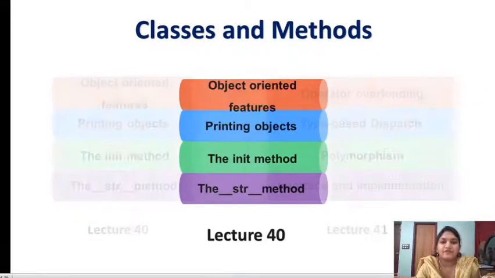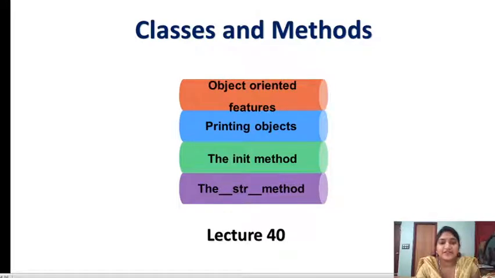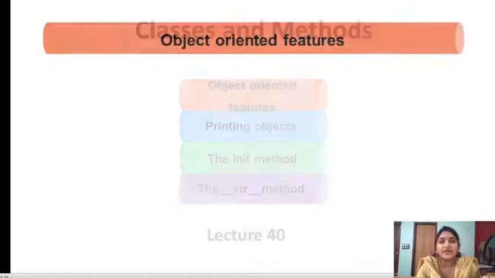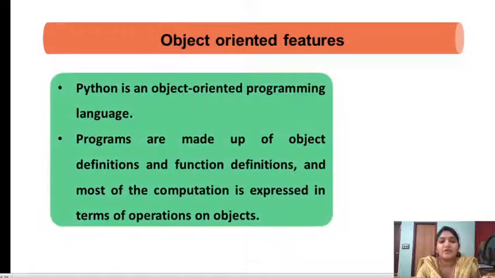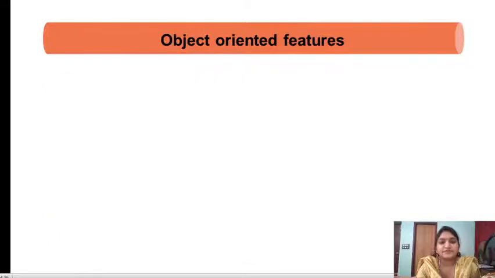Lectures 40 and 41. Now we'll start this lecture on object-oriented features, printing objects, the init method and the string method. First, what is meant by object-oriented programs or features? We all know about object-oriented features, and Python is known as an object-oriented programming language. These programs are made up of object definitions and function definitions, and most of the computation is expressed in terms of operations on objects.